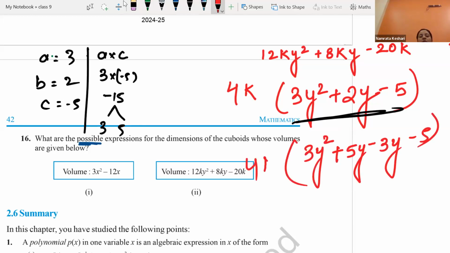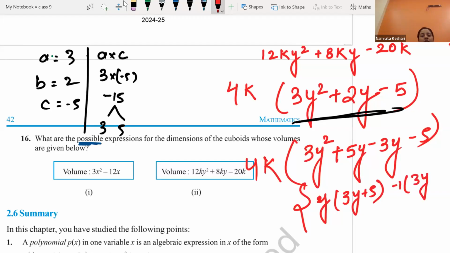Okay, in this bracket part, you can take out common and you can split the middle term. Y is common, you will be having 3y plus 5. Minus 1 is common, you will be having 3y plus 5.